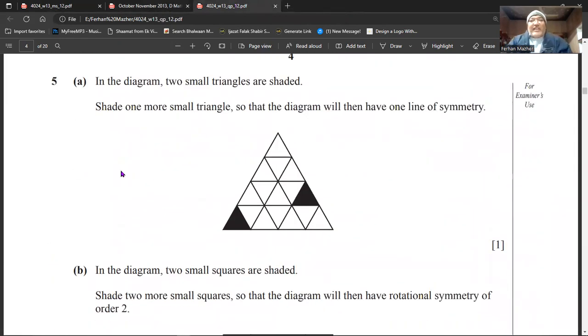Question number 5, it's A part. In the diagram, two small triangles are shaded. Shade one more small triangle so that the diagram will then have one line of symmetry. A line of symmetry is a line which divides the figure into two equal parts, and when you fold the figure along that line, both the parts exactly match over each other.